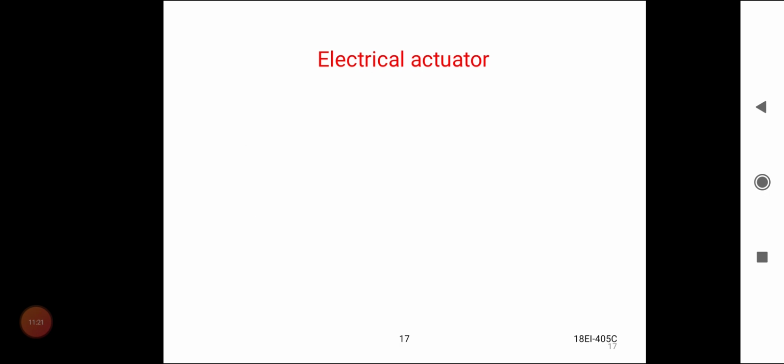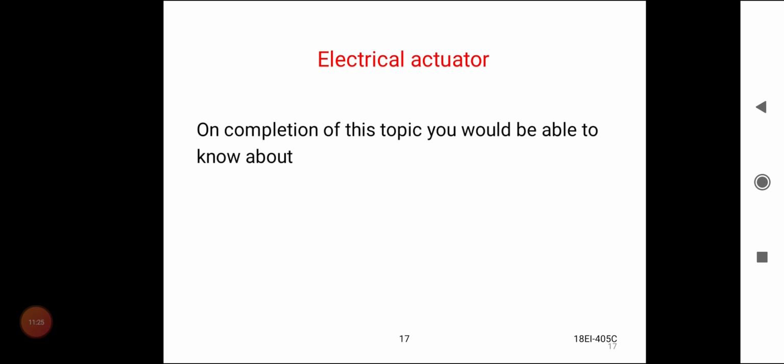Next topic is electrical actuator. On completion of this topic, you would be able to know about electrical actuator. Here the electrical actuator is a solenoid.